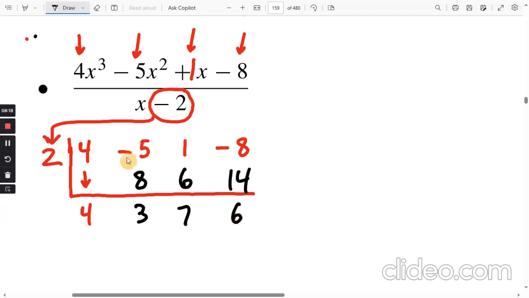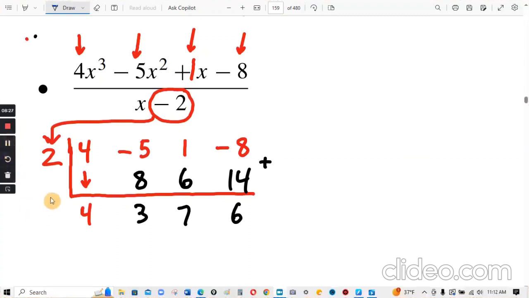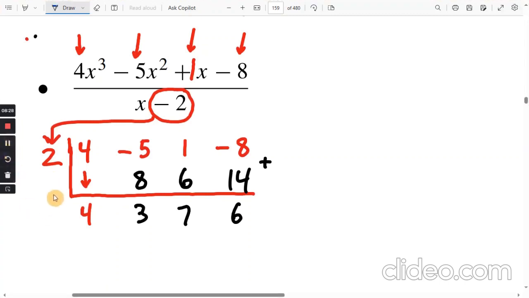So in this section here, all we did was add. And for the 2, we just multiplied. We did 2 times 4 and got an 8. And then we did 2 times 3 and got a 6. And we did 2 times 7 and got a 14.